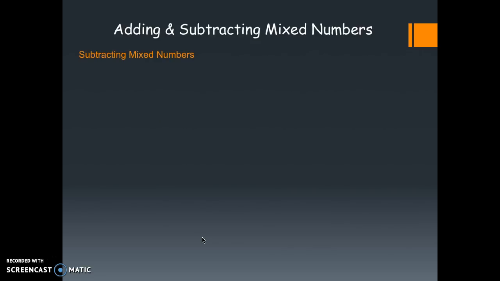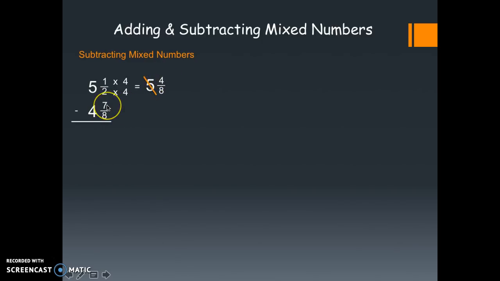Now, the nice thing is subtracting mixed numbers isn't much different. We get our common denominator the same way. 2 goes into 8, so I'm going to use eighths. So I'm going to end up with 5 and 4/8. Now, I'm subtracting 4 and 7/8.